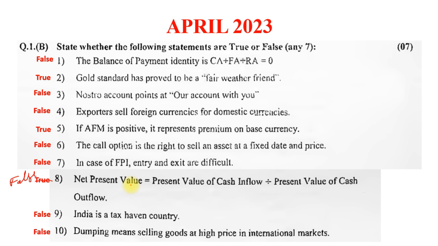Okay, India is a tax haven is false. Dumping means selling goods at a higher price is again false. Okay, so these were various objective questions that had appeared in the previous four question papers which are available. I hope everyone will use this to their benefit. Go through and take a screenshot of all those and again go through before your paper.